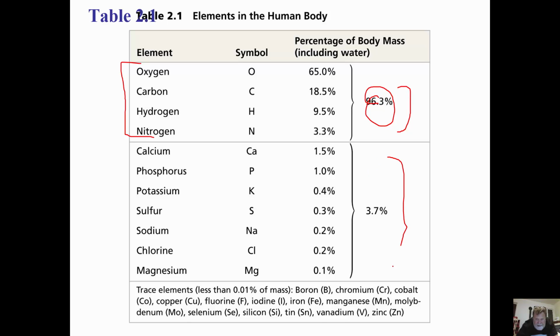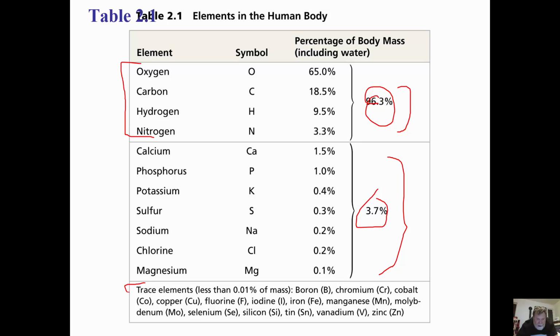We have another set of not molecules, but atoms or elements: calcium, phosphorus, potassium, sulfur, sodium, chlorine, and magnesium, that make up the vast majority of the rest of it. And so again, these 4, 5, 6, 7, 8, 9, 10, 11 elements make up the vast majority of what we've seen. Sorry, I shouldn't say molecules, these elements.